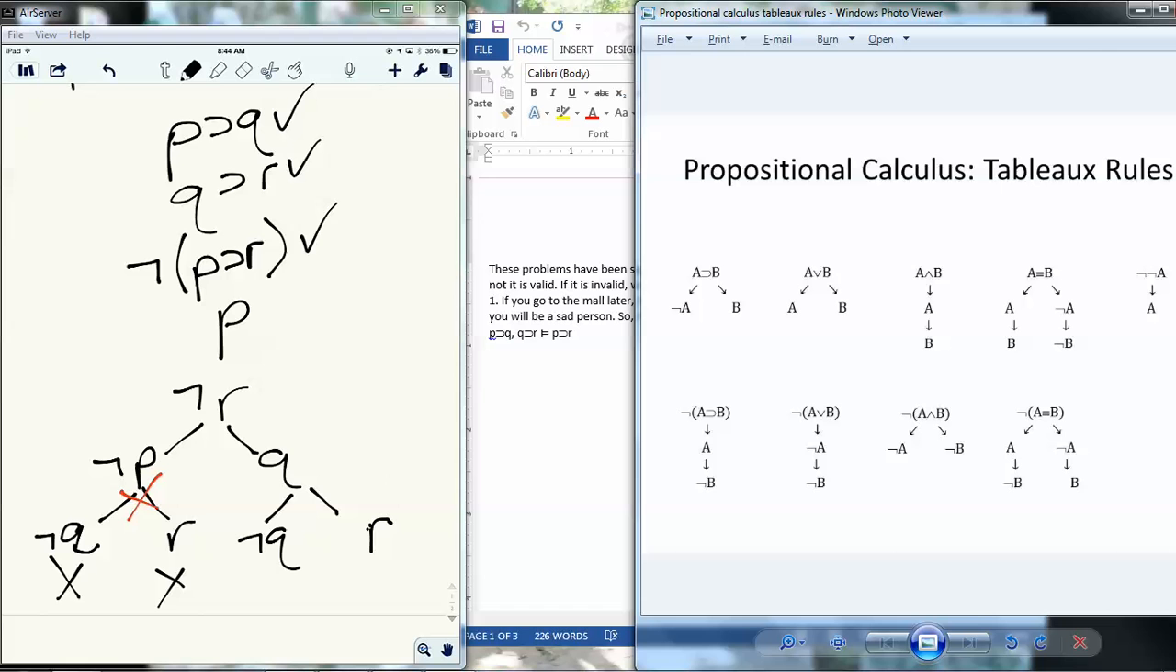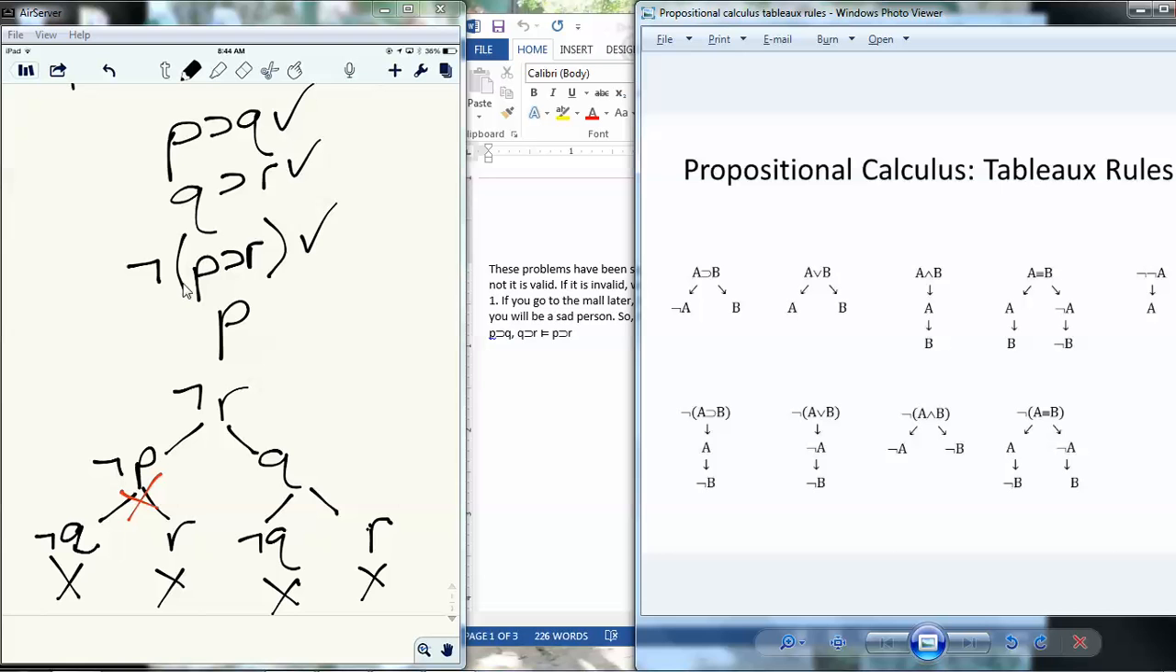All right, now looking at this one, not Q contradicts Q. All right, contradiction right there. And R contradicts not R. There's another contradiction. Now, all of these branches we say have closed, right? Every single one has resulted in a contradiction.